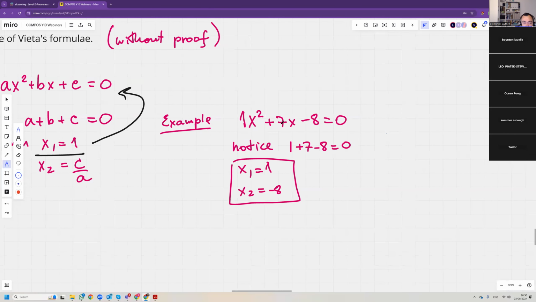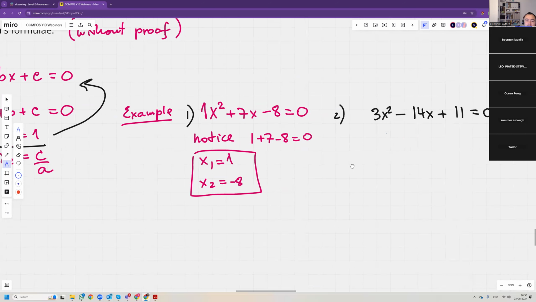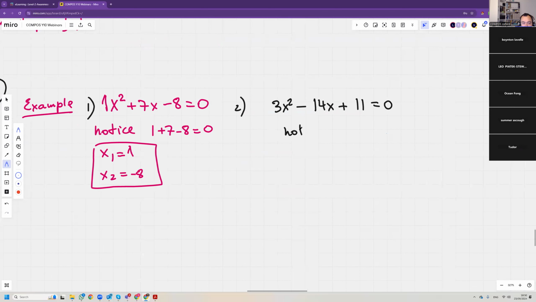Example 2. 3x squared minus 14x plus 11 equals 0. So notice that 3 minus 14 plus 11 equals 0. Therefore, the first solution is 1. The second solution is 11 over 3.